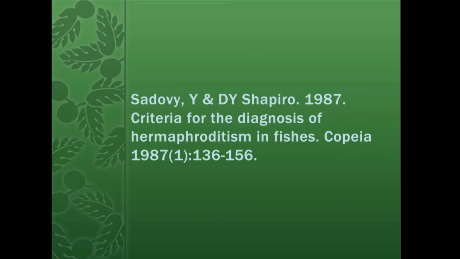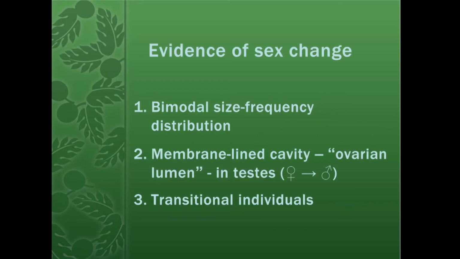Well, how can we tell if a species changes sex? We focus on the criteria outlined by Sadovy and Shapiro in this important paper published in 1987. Here are 3 pieces of evidence that we look for. These are listed in order of increasing certainty of sex change. The first is a bimodal size frequency distribution. That is, one sex is larger than the other.